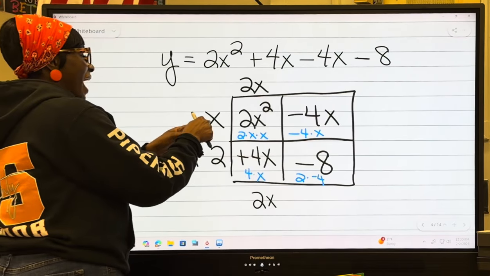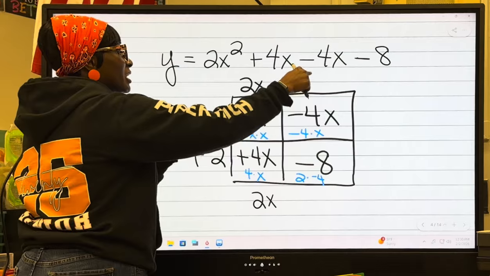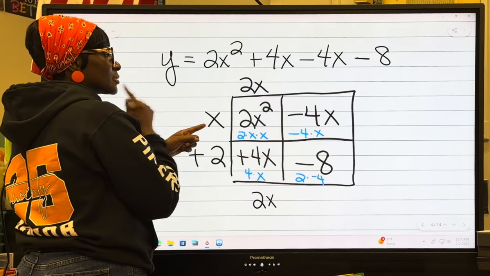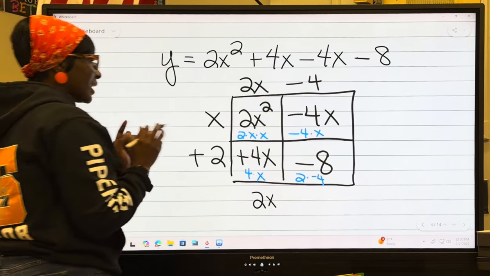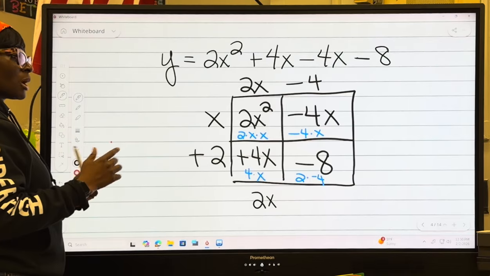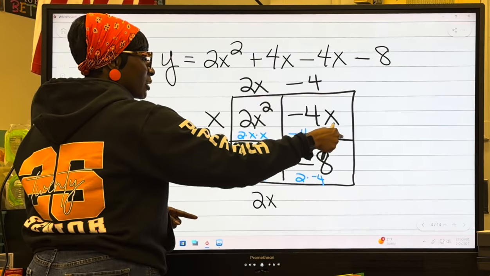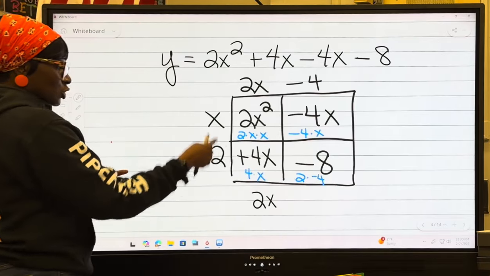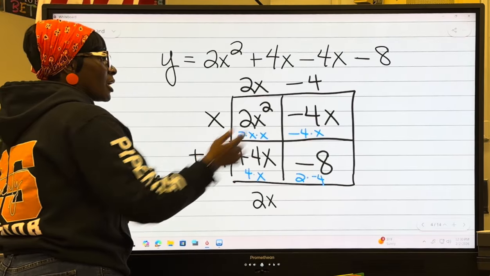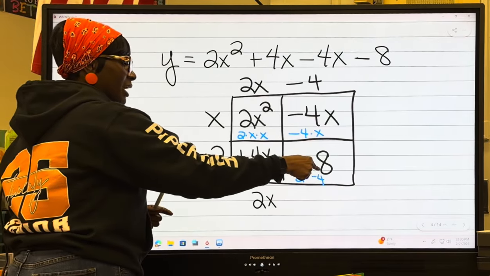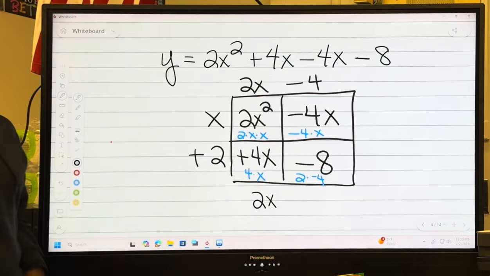X times what is going to give me negative 4x? Negative 4. And now I need to look at my two numbers that I got here. This is negative 4, so that means this base is negative 4, right? This is 2, so that means this is 2. Negative 4 times 2, does it give me negative 8? So then I know I did it right.